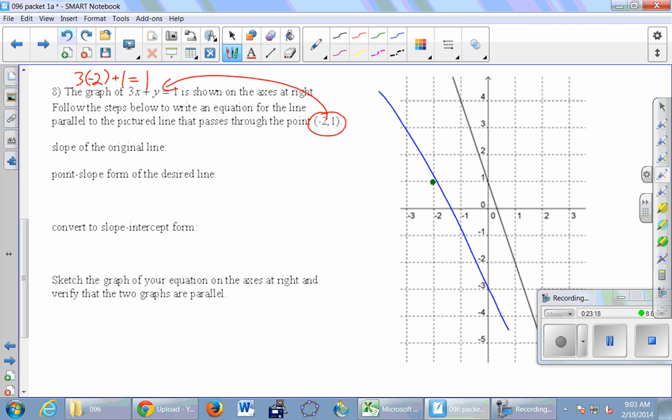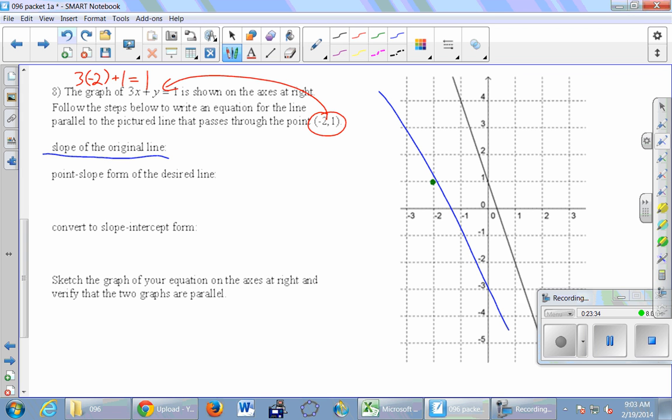Unfortunately, we don't have that yet. But I like the idea of plugging in. That's a very natural thing to try. Yeah, we're going to end up using point slope. That's what we'll do. So first thing we need is the slope of the original line.